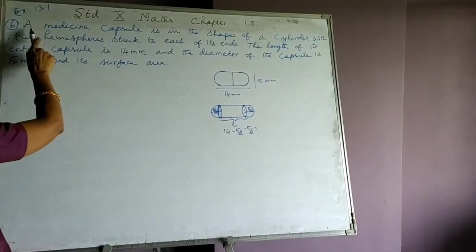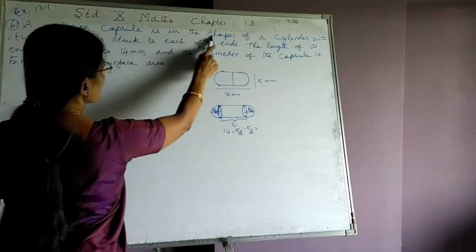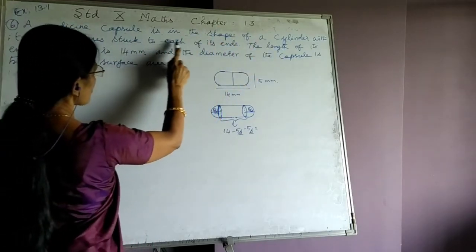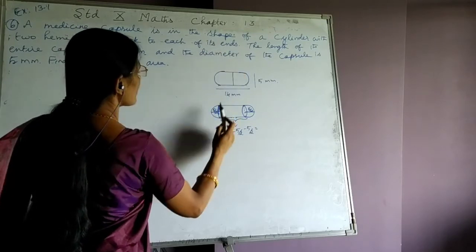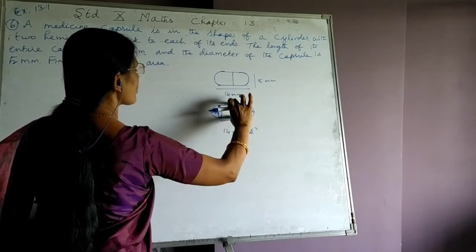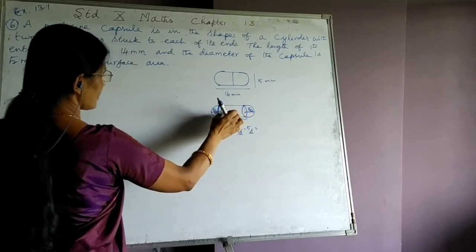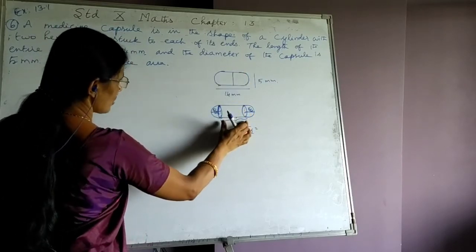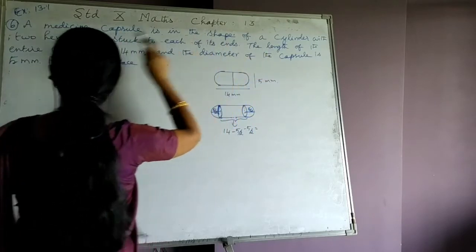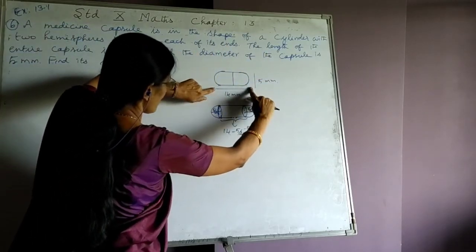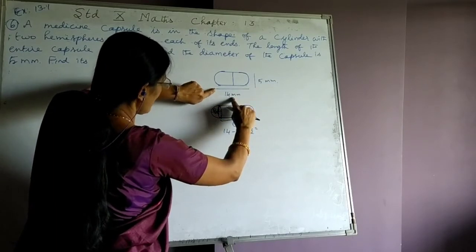13.16 question is, a medicine capsule is in the shape of a cylinder with two hemispheres stuck to each of its ends. It is in this form. There is a cylinder, you can see. At the ends, there are two hemispheres stuck. This is the original figure. This is converted to like this. The length of the entire capsule is 14 millimeter. Here to here, if you measure, the length becomes 14 millimeter.